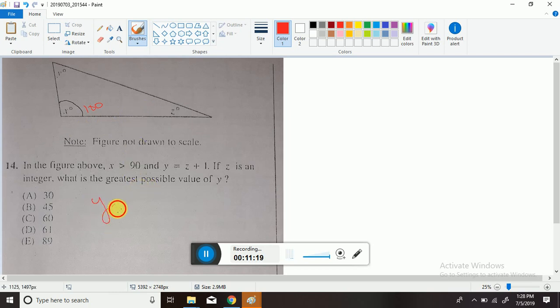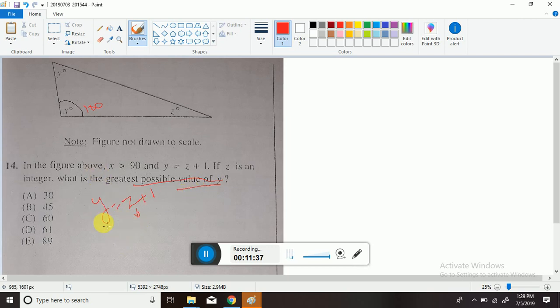But y equals z plus 1. If z is an integer, it means it's not a decimal, like 1, 2, 3, 4. The integer means the positive integer. What is the greatest possible value of y? The maximum possible value of y is how much?